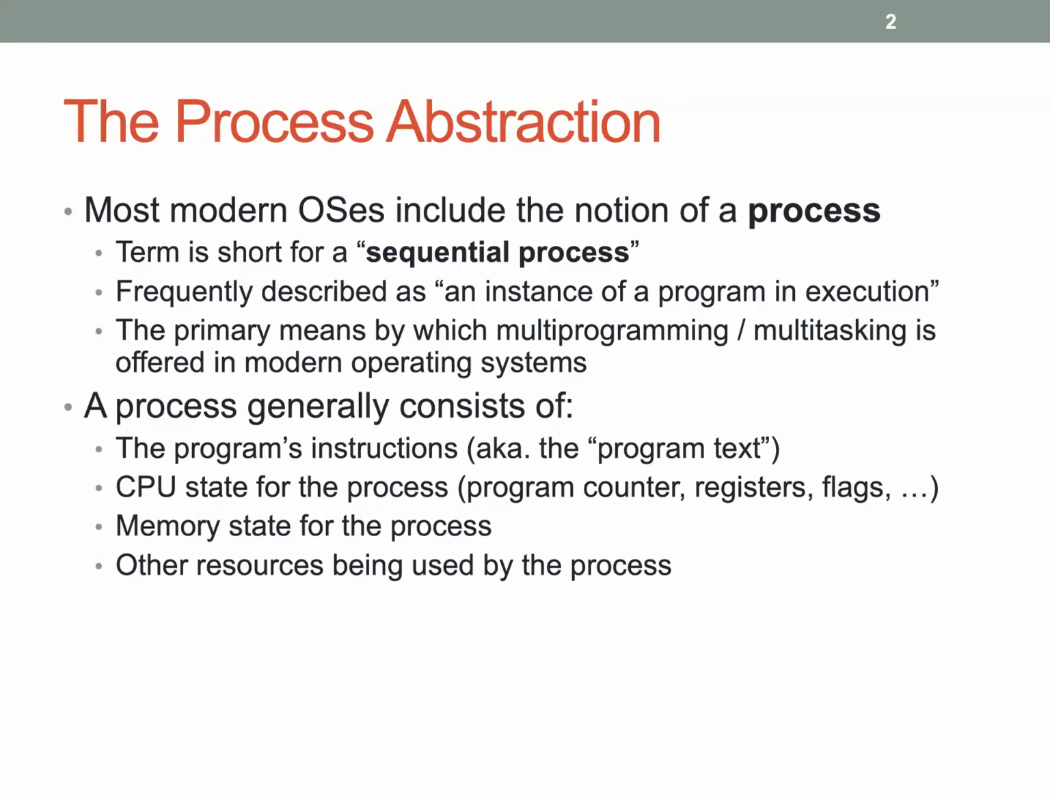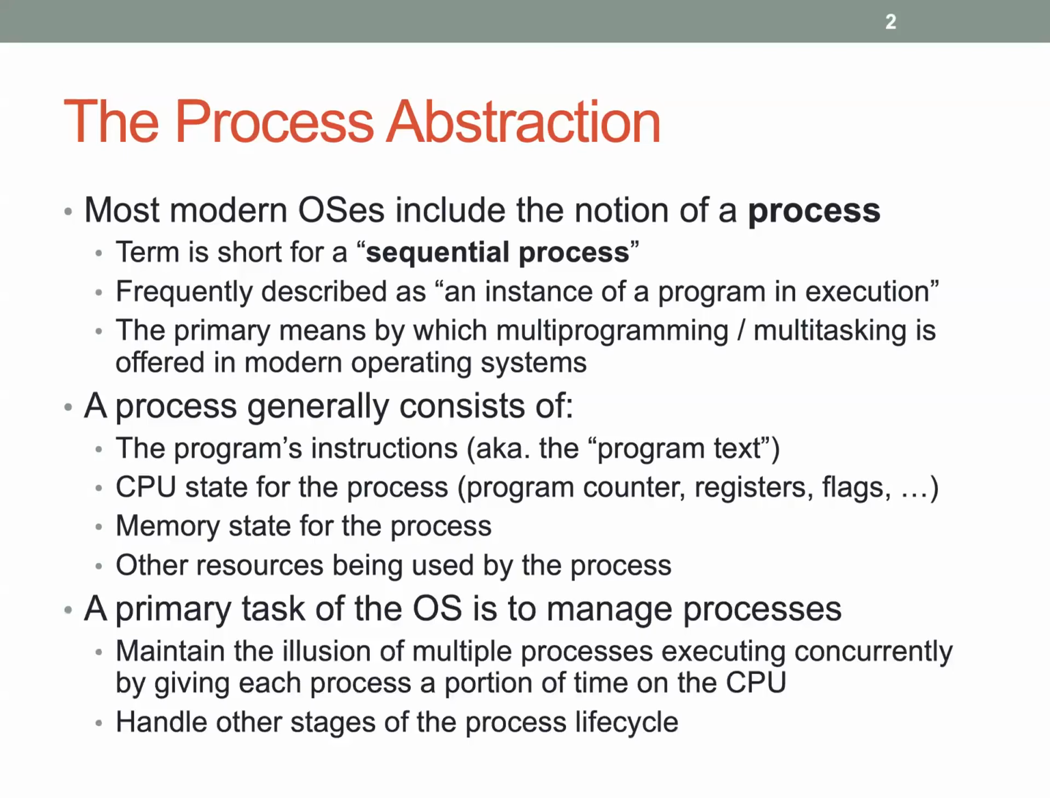But you can see the CPU state, so the registers, the program counter, flags, and so forth. And you can see the other things. We're going to talk about that quite a bit today. So the OS has this important role of managing the processes. And part of this is time multiplexing the processor so that every process gets a go.